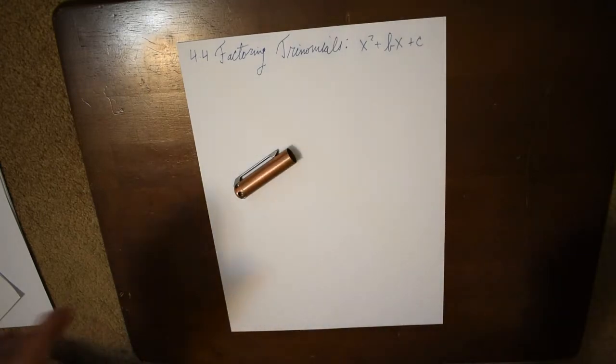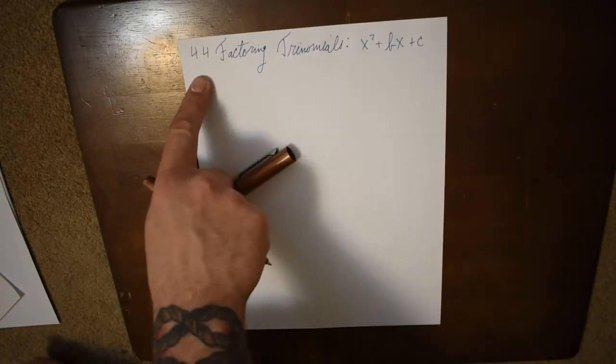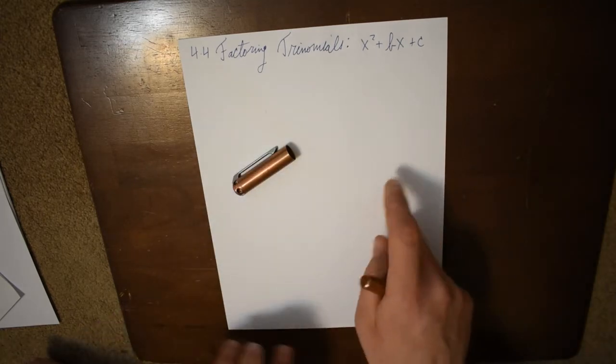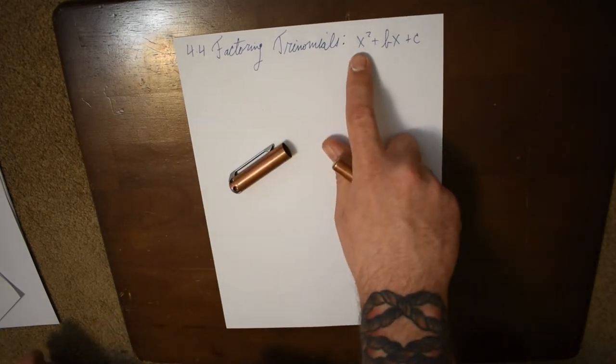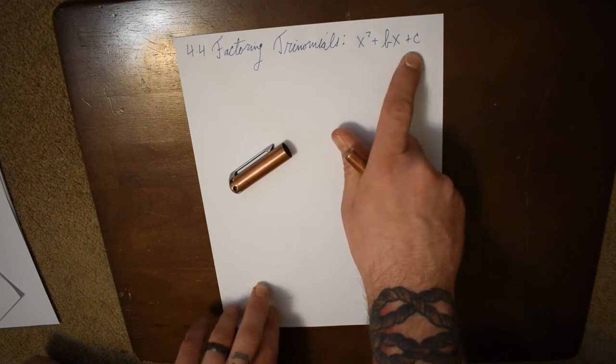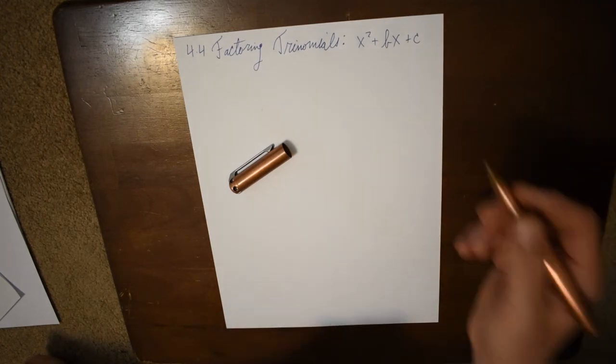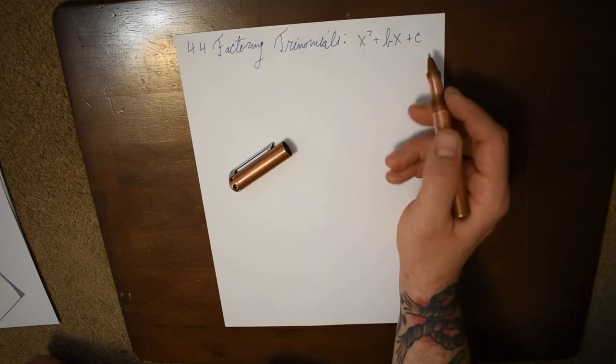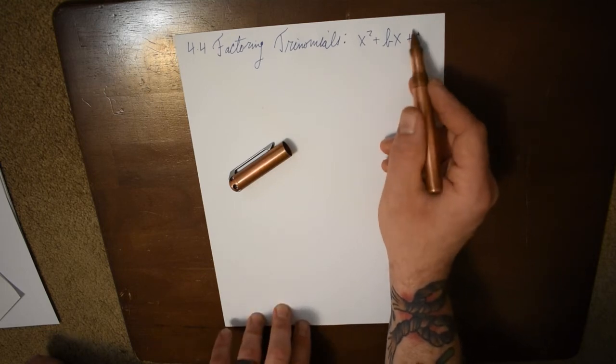Hey everyone! In this video we're going to be going over section 4.4, factoring trinomials. In particular, we're going to be factoring trinomials of the form x squared plus bx plus c. We're going to be dealing with cases when this constant term is positive. We're going to deal with cases when this constant term is negative.